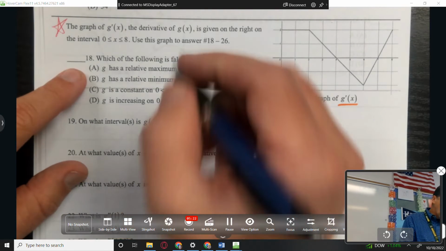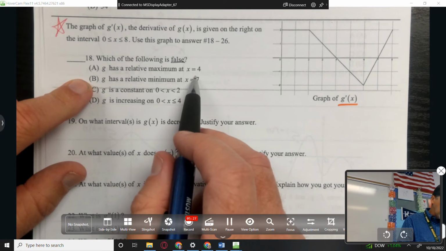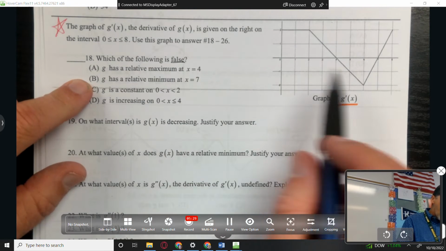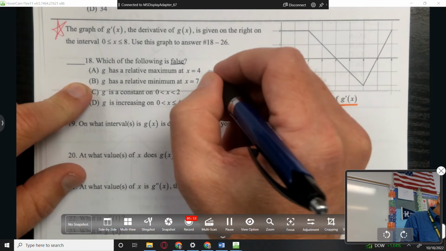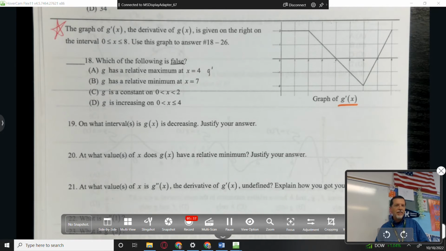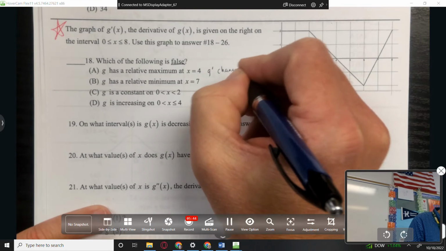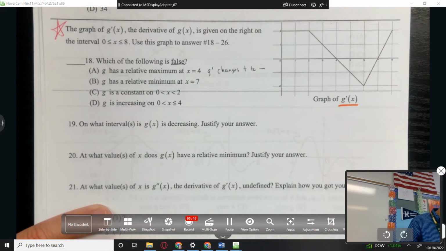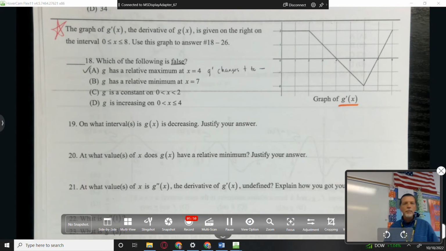Which of the following is false? Okay, G has a relative maximum at x equals 4. Well, at x equals 4, what changes? The slope of G prime? Not the slope of G prime, just G prime. It changes from positive to negative. So that's a relative max of G, so that is true.